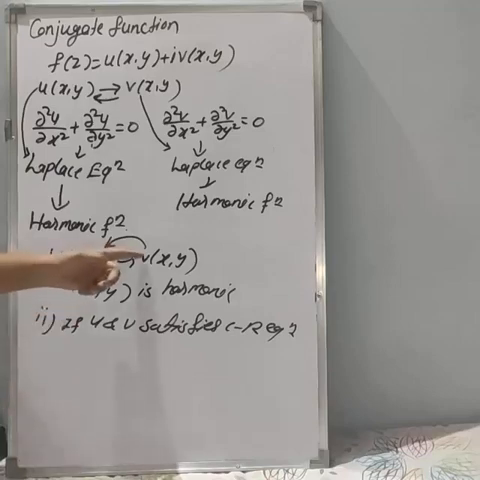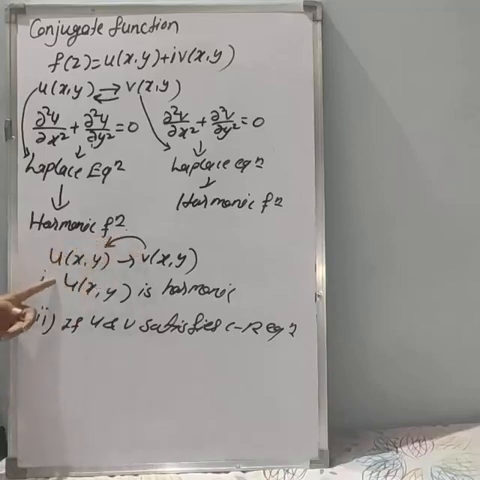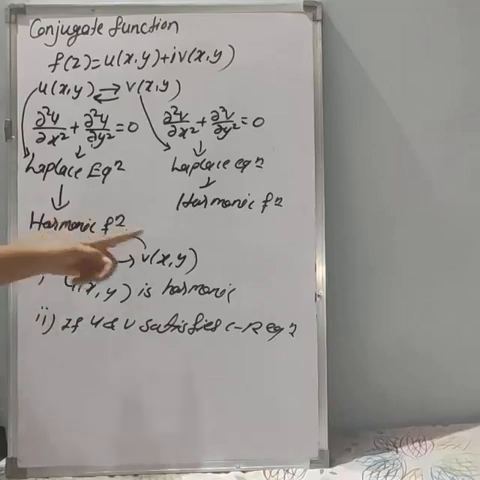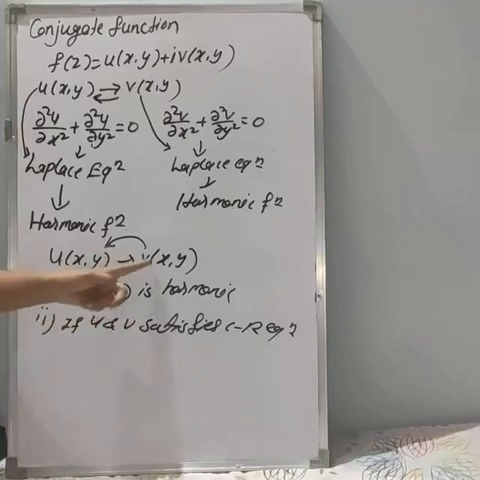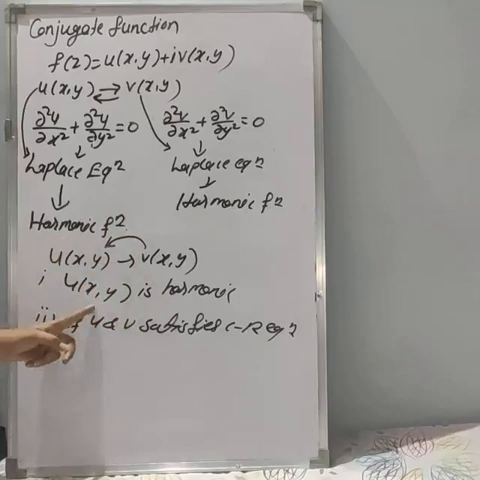Then we say v of x comma y is the harmonic conjugate of u. U of x comma y is the harmonic conjugate of v if u is harmonic and this condition is satisfied, and v of x comma y is said to be harmonic conjugate if v is a harmonic function and it satisfies the CR equation. Okay, so these are the basic things.